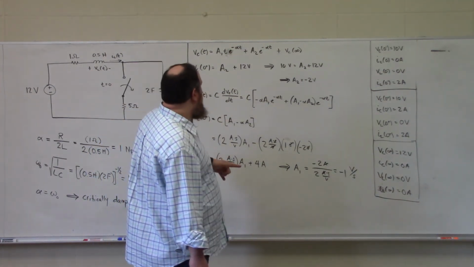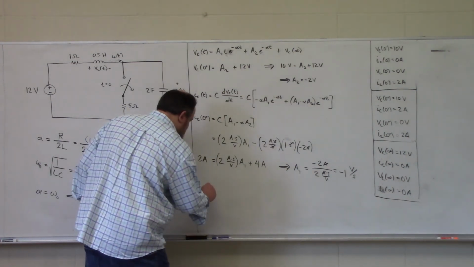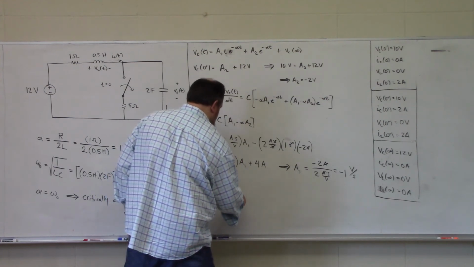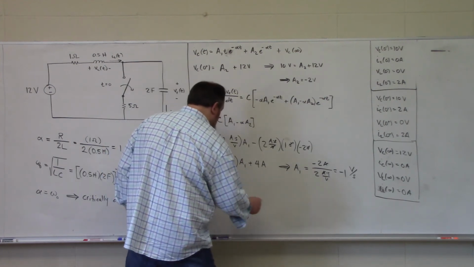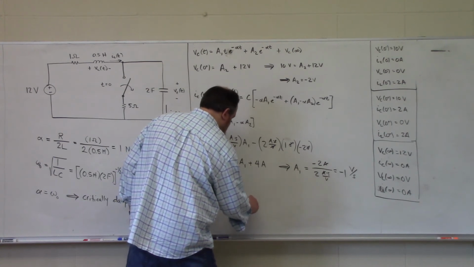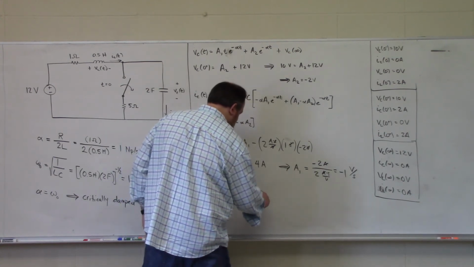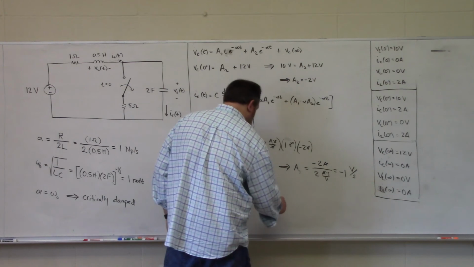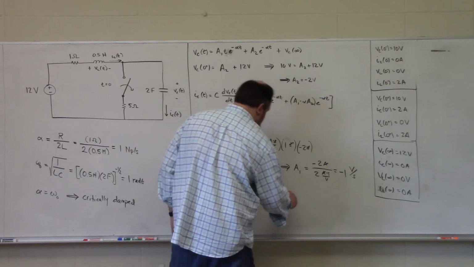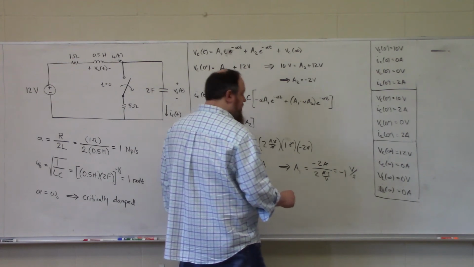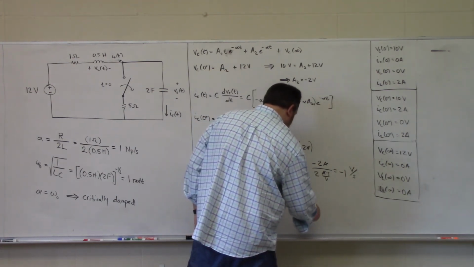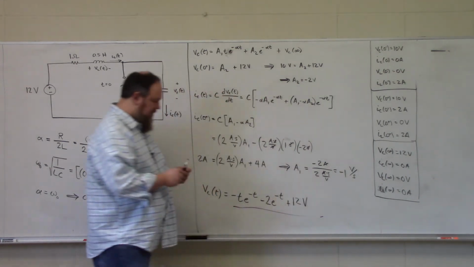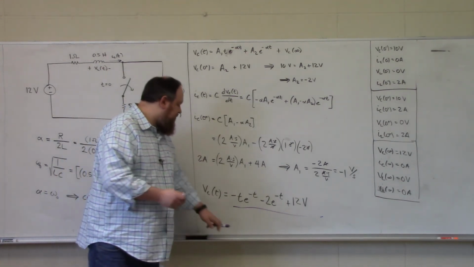So if we know what A1 is and we know what A2 is, our capacitor voltage is then simply A1, so that's negative 1 t e to the minus alpha, which is 1 t, plus A2, minus 2, e to the minus alpha t, plus VC at infinity, which was 12 volts. And there we go. This is the total response of the capacitor voltage.